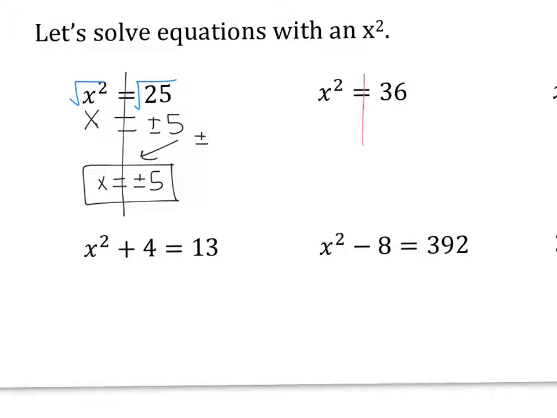Okay, looking at this next example, x squared equals 36. So again, to undo something being squared, I want to take its square root.